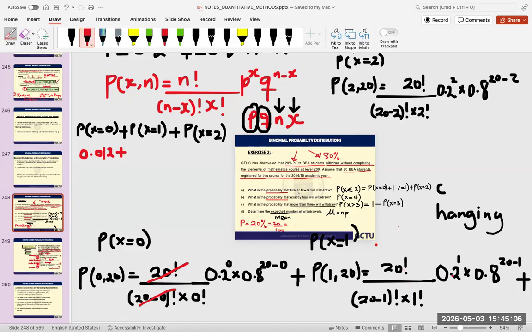So 20 times 0.2, what will you get? Four. Yes, so multiply the 4 by this one, 0.8 raised to the power 19. I don't know why you are struggling with the calculator. So multiply the 4, just press 0.8 raised to the power 19. The results you get, multiply by 4. Let's see what you have.